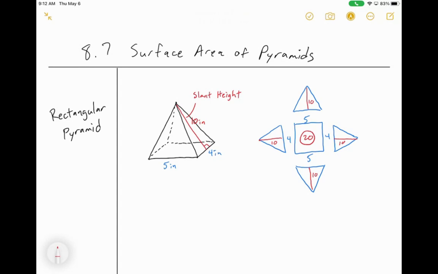All right, let's do this top triangle, okay? The base is 5, right? It says so right there, that we're looking at this one on top. 5 is the base and 10 is the height. Well, guess what? We can do that, right? We just did a bunch of triangles, right? 5 times 10 divided by 2, yeah? 5 times 10 divided by 2 is 50 divided by 2, which is 25.